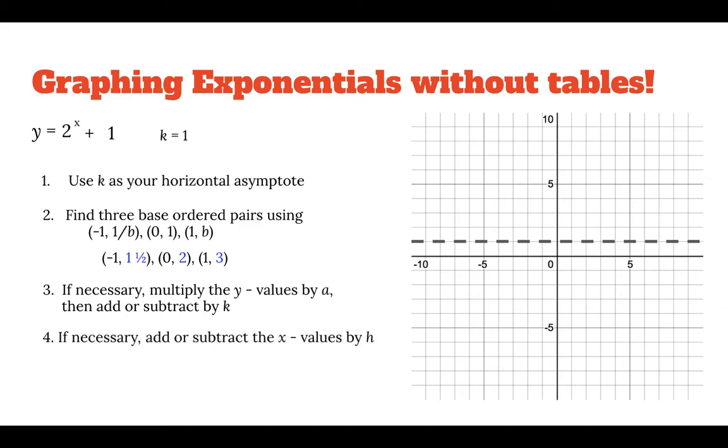Step 4, another if necessary step, add or subtract the h number to the x values. I look at my exponent because that's where the h is. I don't see a number there, so it technically means there's a plus 0. So if I add 0 to all of my x values, that's not going to change the numbers. So there are my 3 final ordered pairs. Step 5, plot the points and draw the graph. So I go ahead and plot those ordered pairs and draw the graph. Here's what 2 to the x power plus 1 looks like.